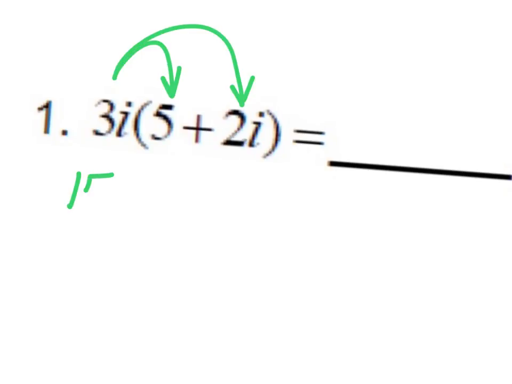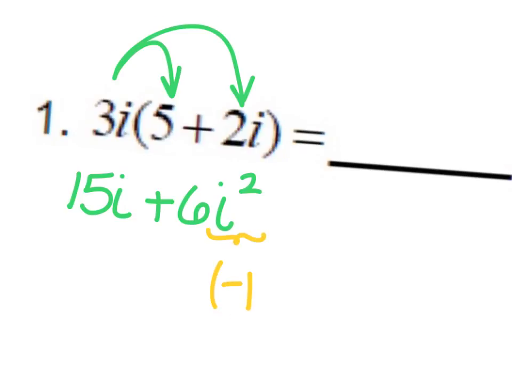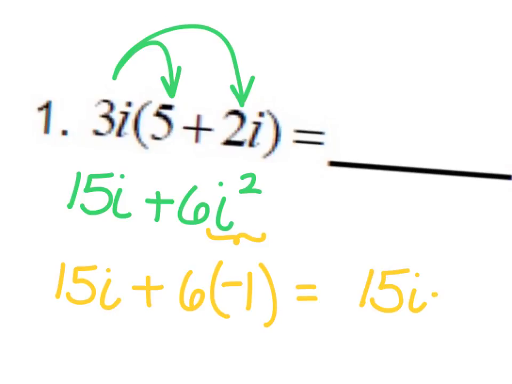3 times 5 will give me 15i. But here's the fun part. 3i times 2i. 3 times 2 is 6. And i times i is i squared. In Algebra 1, you would stop here. But hold up. We know something about i squared. i squared is negative 1. So I actually have 15i plus 6 times negative 1, which is 15i minus 6. And I'm going to write my final answer with my real part first. So the negative 6 goes first, plus 15i.